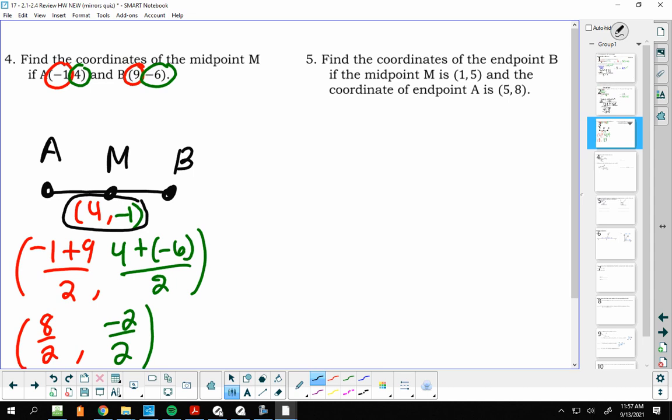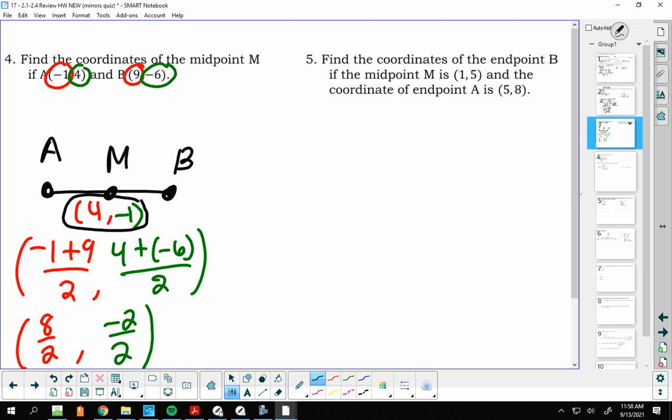4, negative 1. Now, does 4 seem like it's in the middle of negative 1 and 9? Yeah. Does negative 1 seem like it's in the middle of 4 and negative 6? Mm-hmm. If you got, let's say you got positive 1, or let's say you got 3, right? 3 is not in the middle of 4 and negative 6. So you can kind of think about it, make sure that your numbers make sense.